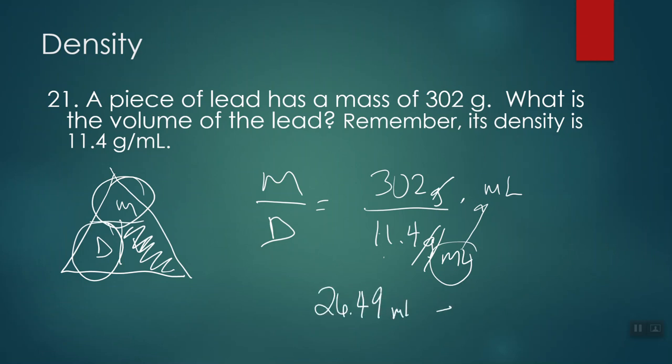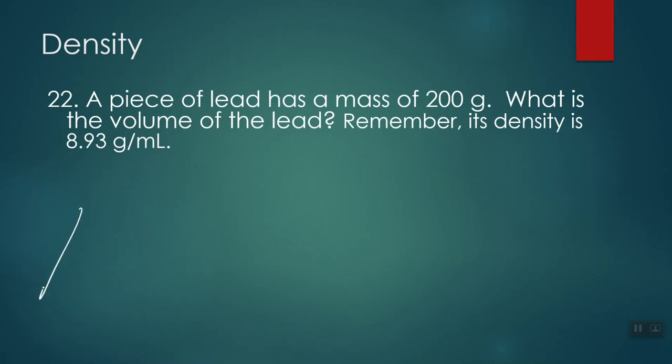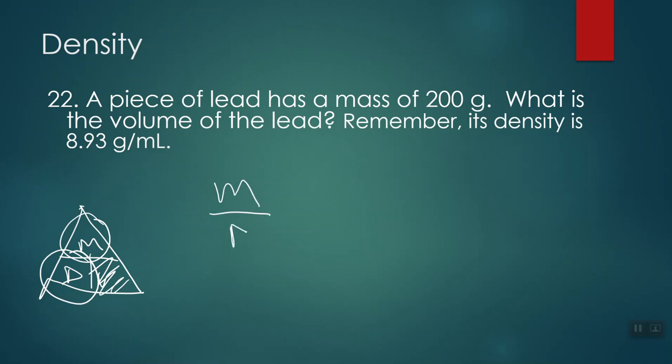26.49 milliliters, which we can round up to 26.5 milliliters. One more example and then we're done. Mass over density. They want volume. They're giving you density. So it's M over D.